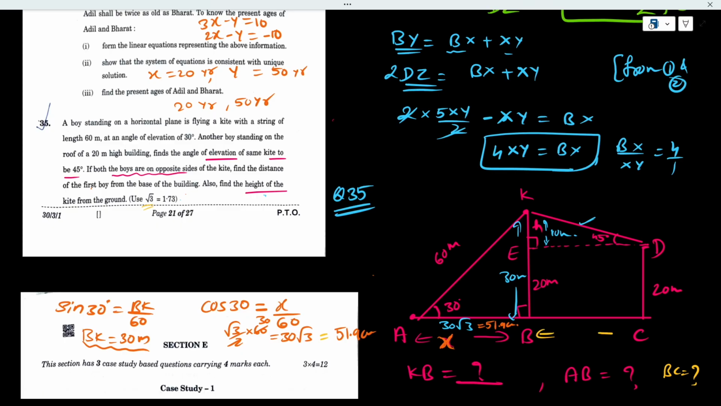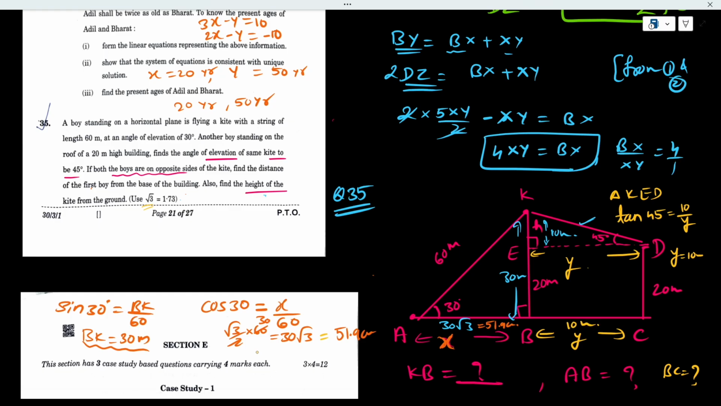So how can we find BC here? To calculate this distance, this is parallel to this, right? So if I write y here, you can take the triangle KED. If I take triangle KED and use tan 45 degrees, that is going to be 10 by y. Tan 45 is 1, so y will be equal to 10 meter, right? So because tan 45, this is also 10 meter.